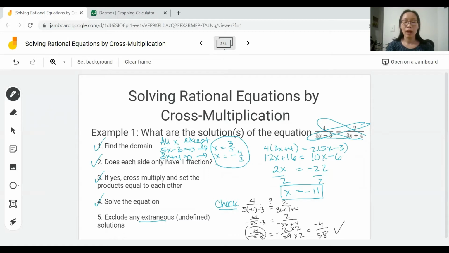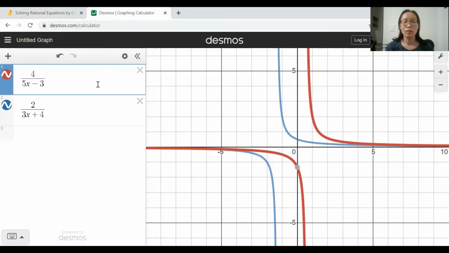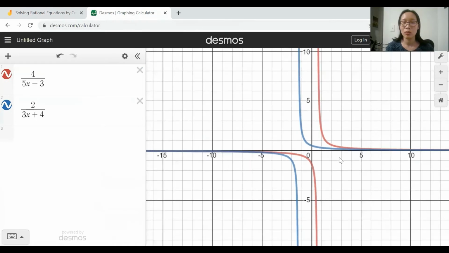To check on the graph, I'm going to graph the left side as one function and the right side as one function and look for their points of intersection. My left side is in red and my right side is in blue, and I don't see any points of intersection right now, so I'm just going to zoom out and click on the graph. And I see that there's a point of intersection at x equals negative 11, which is what we found algebraically. So this is a confirmation that we did it correctly.